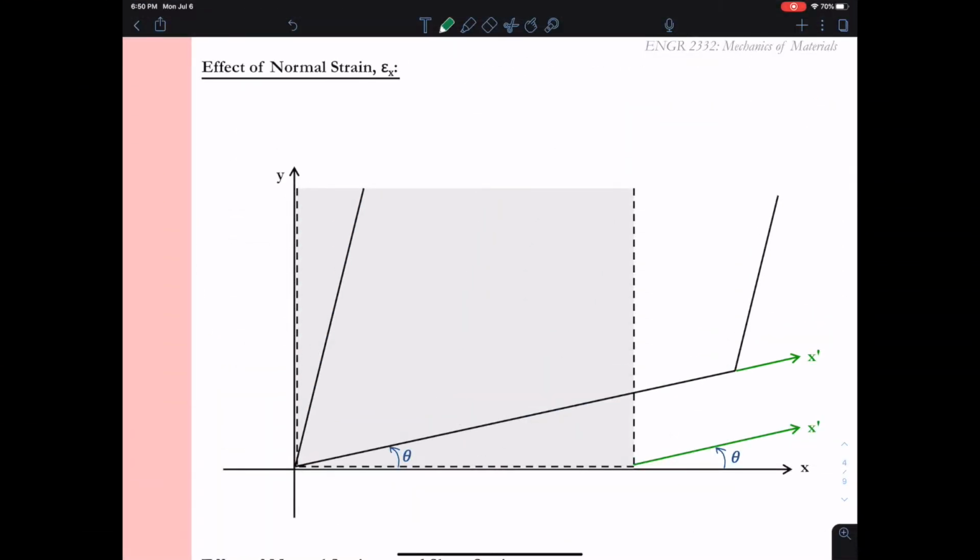To start solving for delta x prime total, I want to look at just the effect on delta x prime total due to epsilon x. So on this block, I'm only going to apply a normal strain in the x direction. This will cause my block to stretch as shown. Now, if my original length of my block is dx, the amount that it moves in the x direction is going to be delta x.